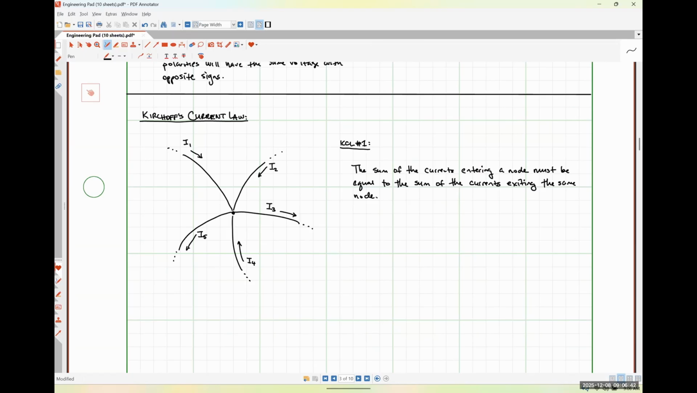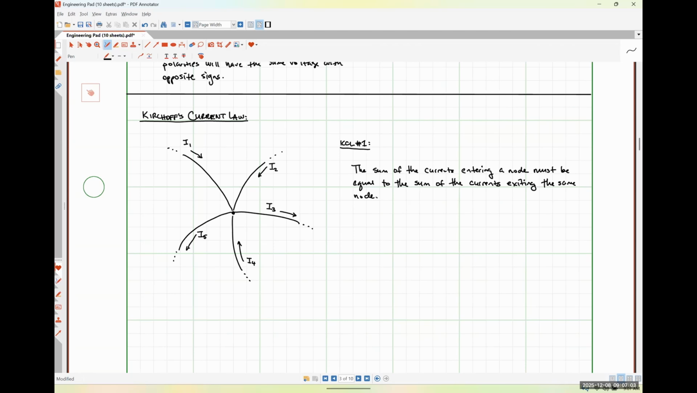Otherwise, we're violating the law of conservation of charge. If more charge flows in than flows out, we have to be destroying charge. If more charge flows out than flows in, we have to be creating charge. And both of those things are literally impossible. So Kirchhoff's current law is just the circuit's form of the law of conservation of charge.